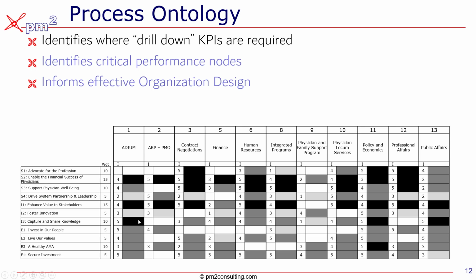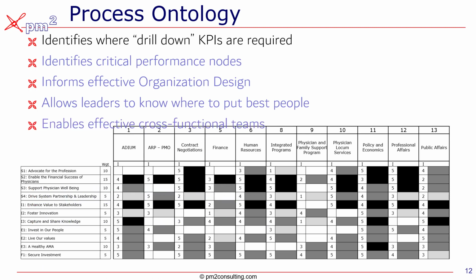It also informs you of how to design your organization. You obviously want to put your best people where the blacks are, but you also want to make sure that the organization is designed to make sure you achieve those objectives. It allows you to know where to put your best people and also allows you to build effective cross-functional teams. I know who should be on each team based on, is there a black square there or not?